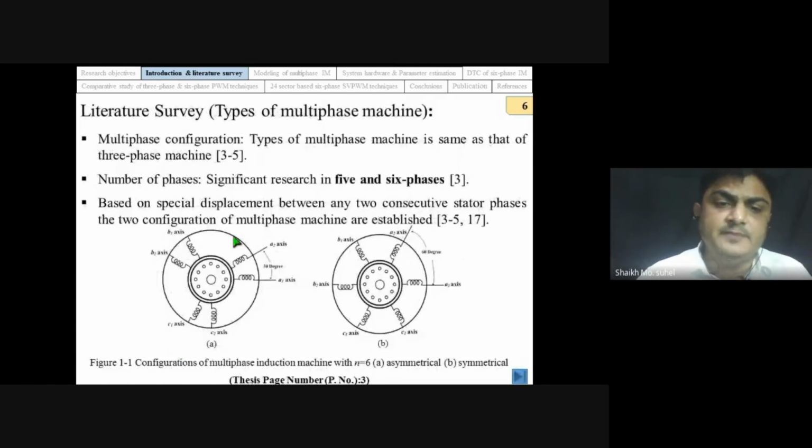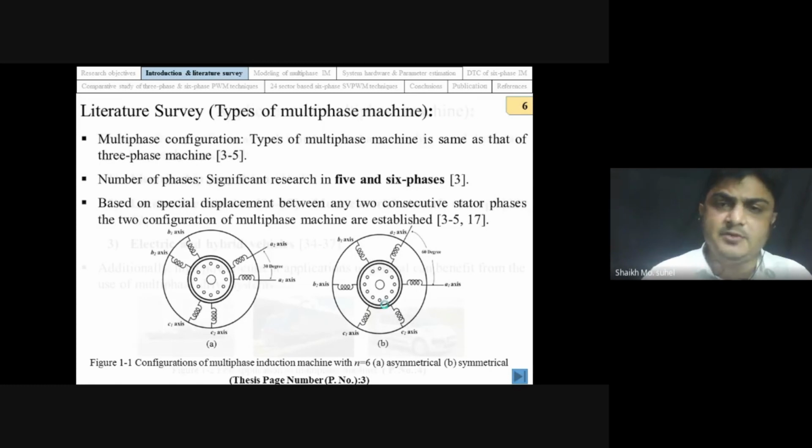These are the types of multi-phase induction motor. In the literature, 5-phase, 6-phase, 7-phase, 9-phase or more than 9-phase machines are available and reported. Based on spatial displacement, asymmetrical and symmetrical machines are widely utilized. In an asymmetrical machine, the spatial displacement is pi by n, while in a symmetrical machine, there is a 2 pi divided by n phase displacement between two consecutive stator phases.